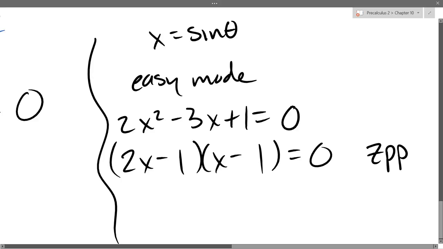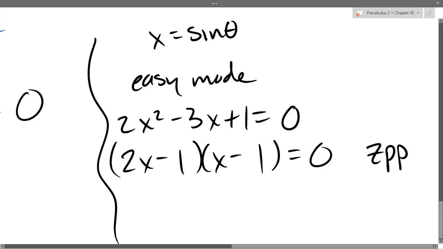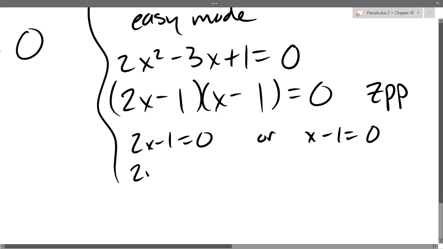All right, ZPP is zero product property. Two things multiply to make 0 means one of them is 0 and/or the other one is 0. So zero product property. So we got 2x equals 1, x equals 1 half, or x equals 1.